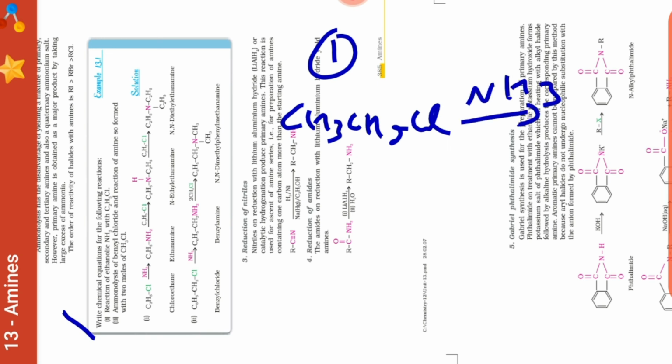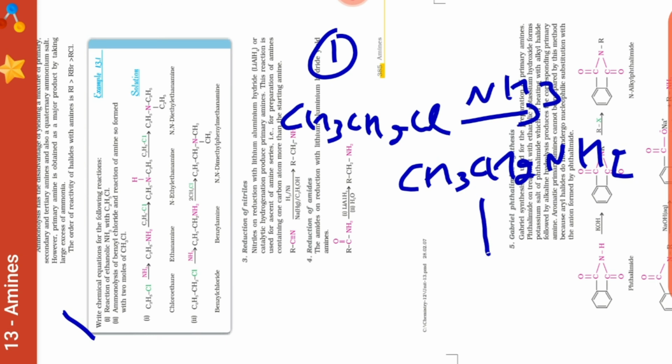With ammonia, I think you know very well HCl will be removed and there will be CH3CH2NH2. Am I right? We can do it again. You will remember the Hofmann ammonolysis reaction. Again you do it with C2H5Cl. Then there will be formation of CH3CH2NH with C2H5. This is the secondary amine.